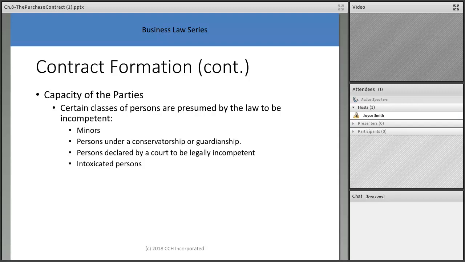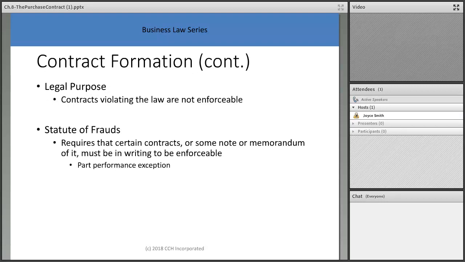Capacity, we talked about certain classes, the minors, persons under a conservatorship or guardianship. So that person under the conservatorship or guardianship, they want to enter a contract. You can deal with them, negotiate with them, but make sure their conservator or their guardian is also signed. Then it's valid. Persons declared by a court to be legally incompetent or intoxicated. Oh, there was one I forgot. Intoxicated. People like to do all kinds of things when they're drunk and shouldn't be done. Or high or stoned, same kind of thing.